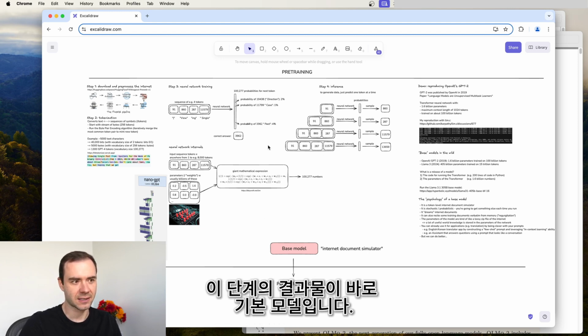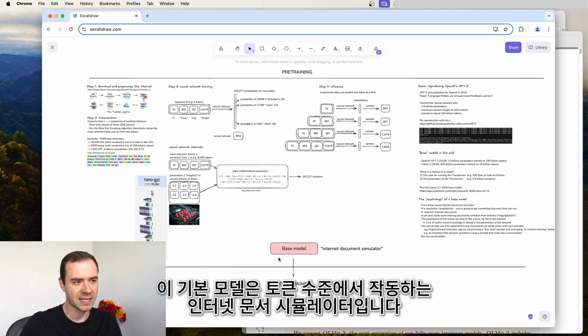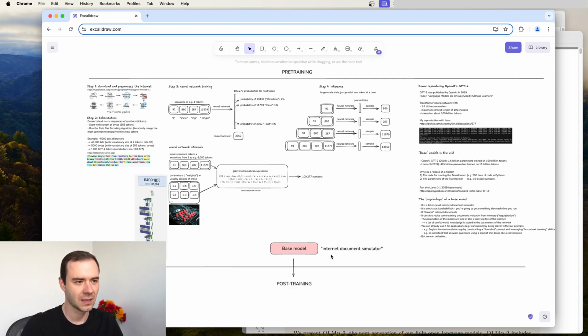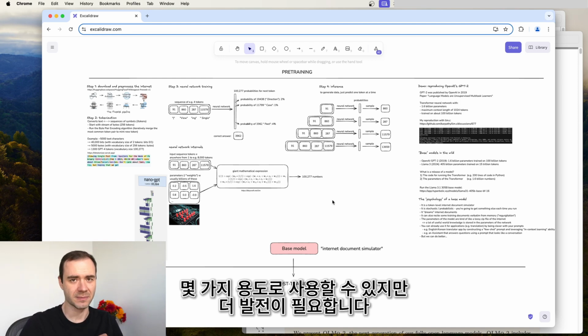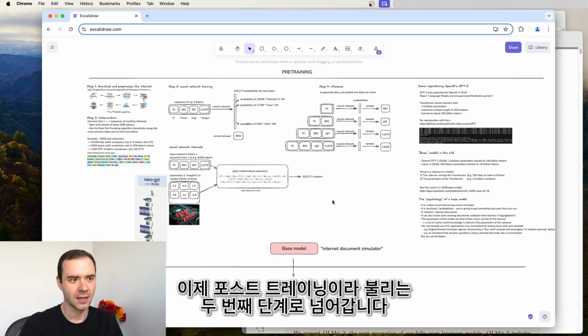The output of this entire stage is this base model. It is the setting of the parameters of this network. And this base model is basically an internet document simulator on the token level. It can generate token sequences that have the same kind of statistics as internet documents. We saw that we can use it in some applications, but we actually need to do better. We want an assistant. We want to be able to ask questions, and we want the model to give us answers. And so we need to now go into the second stage, which is called the post-training stage.